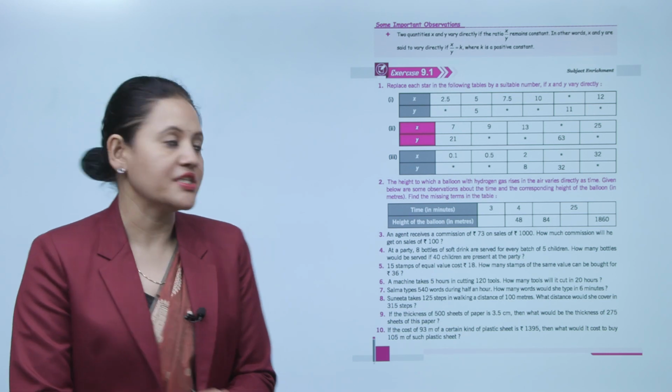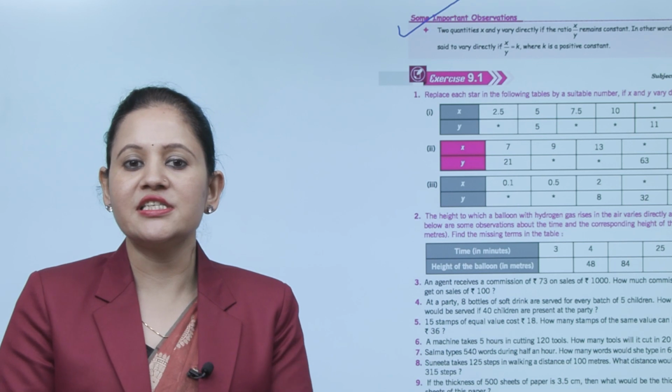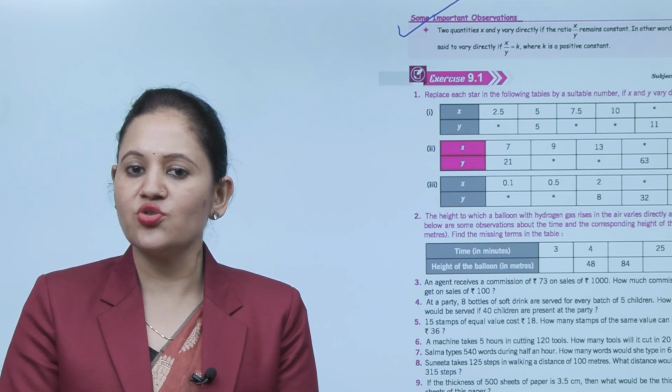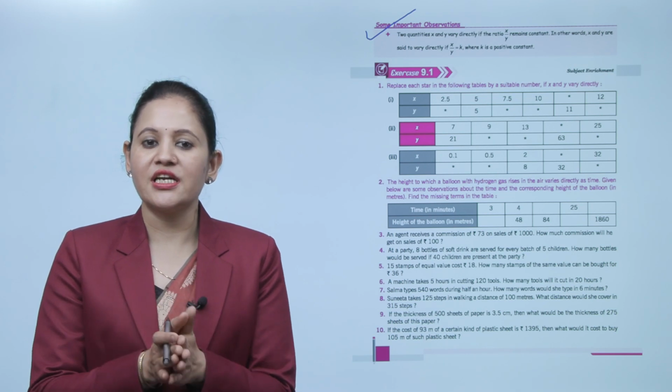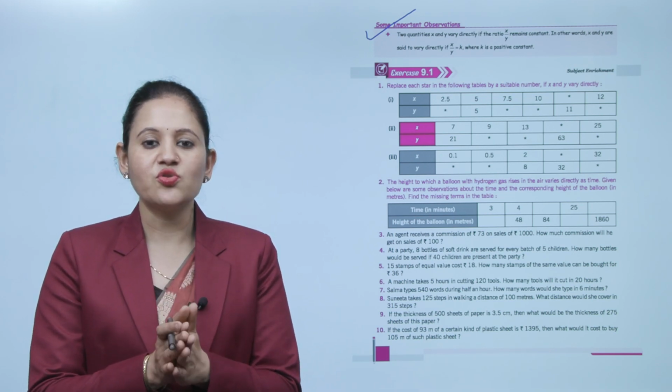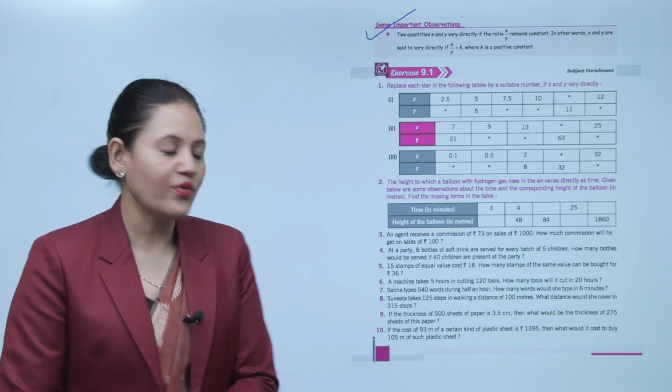Next is some important observation. Two quantities x and y vary directly if the ratio x upon y remains constant. In other words, x and y are said to vary directly if x upon y equals k, where k is a positive constant. Next is exercise 9.1.